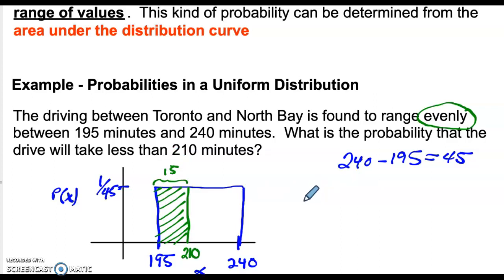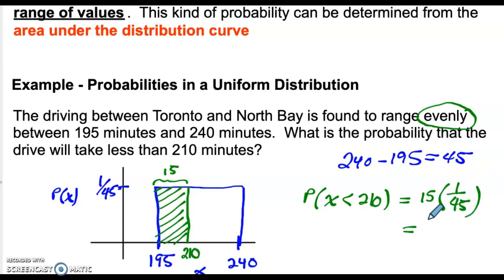So to find the probability that x is less than 210, we're going to find the area. We're going to do length times width. Our length is 15, and our width is 1 out of 45. That gives us 1/3. So 1/3 of the time the drive will take less than 210 minutes.